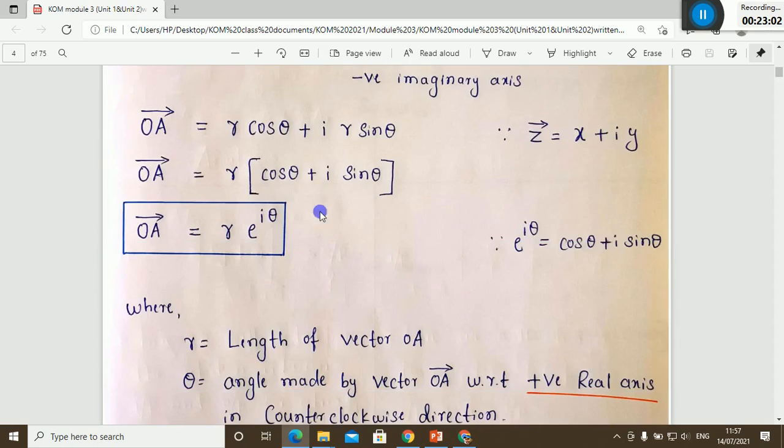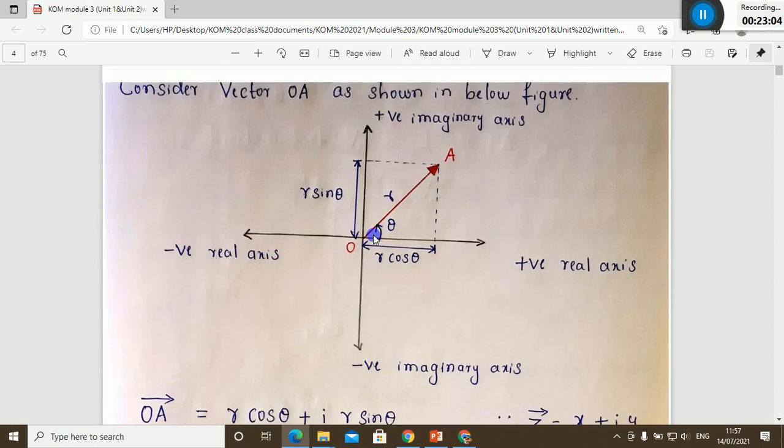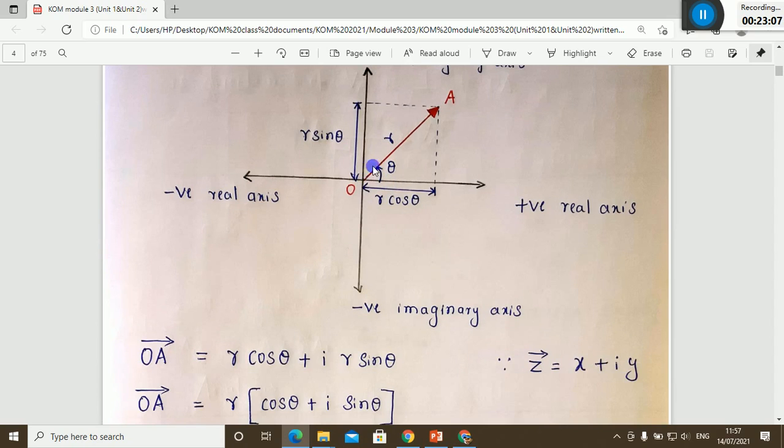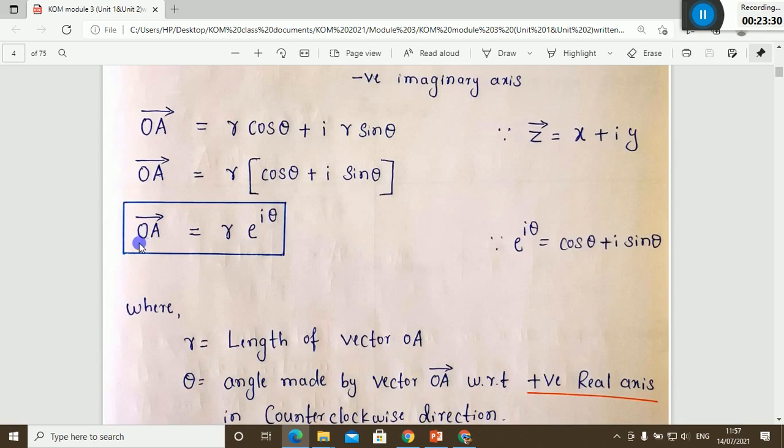Okay, and this derivation is not required, and I can represent this vector, the displacement. Displacement, it means initially the vector may be here along the positive real axis. It is rotating in counterclockwise direction to some angle. It means there is a change in position of the vector. So I can call it as a displacement. So I can indicate this displacement of this vector having length r and theta as r e raised to i theta. Just remember this. The derivation is not required.